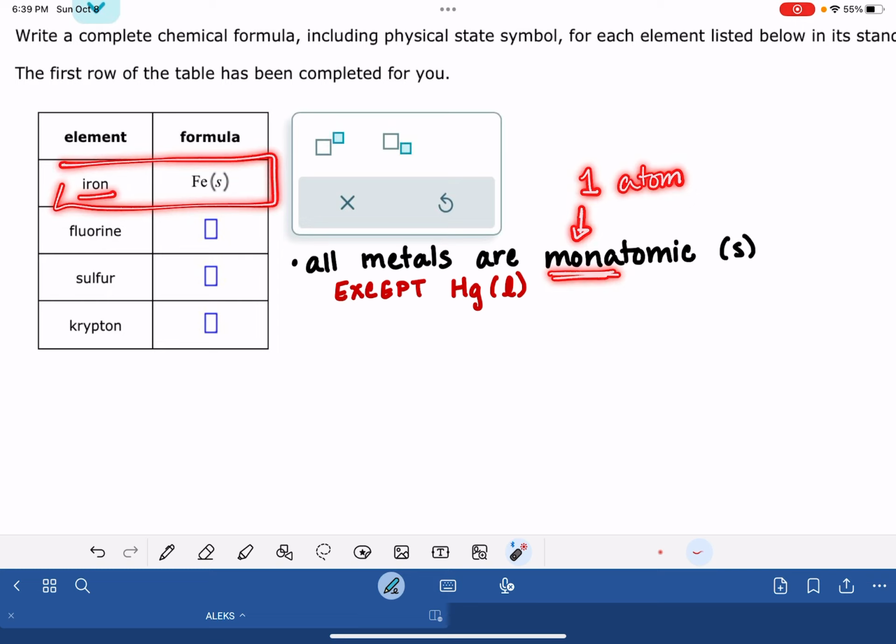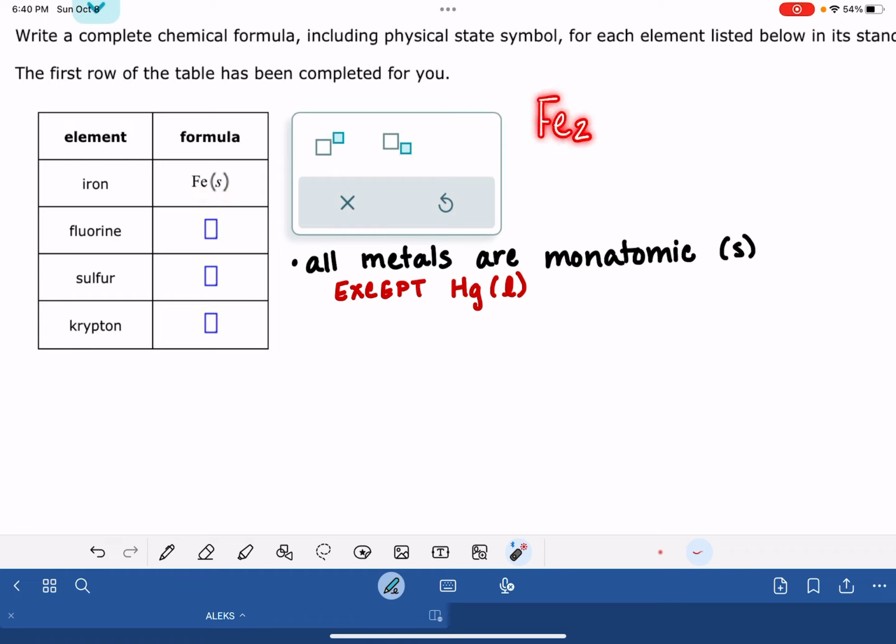And here is a perfect example. Iron is a metal, and here is its formula, a monatomic solid. So that means that it's Fe, not Fe2, not Fe3. There's just one iron atom. So if you have any metals, that's what you're going to do with those.